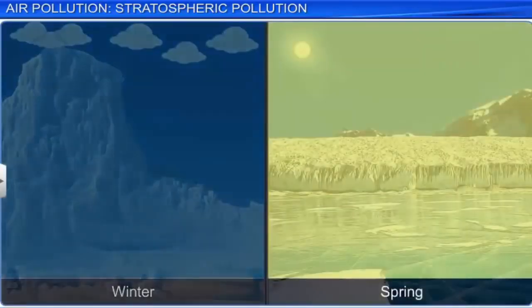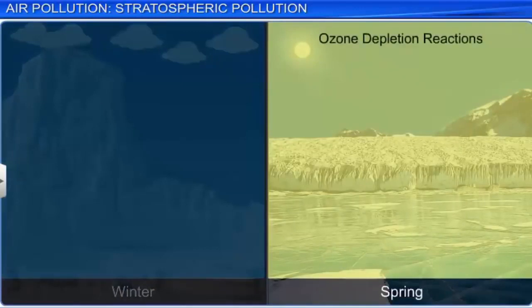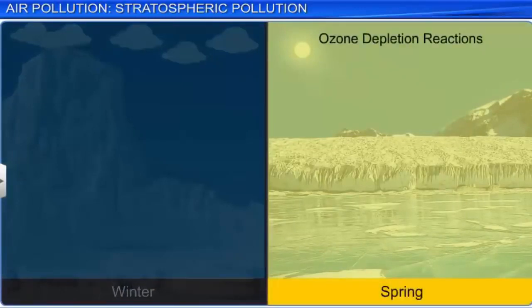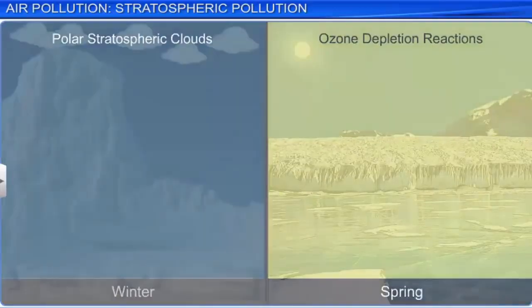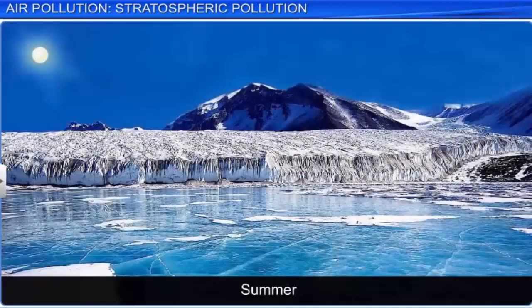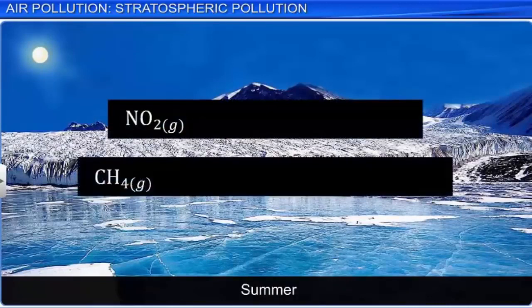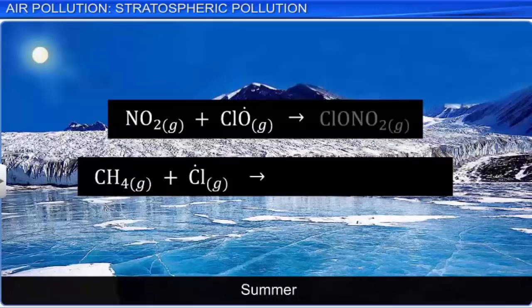In Antarctica, ozone depletion reactions occur in spring as they require the presence of sunlight. During the dark days of the winter, the region gets covered with polar stratospheric clouds. During summer, nitrogen dioxide and methane react with chlorine monoxide and chlorine free radicals and form stable reservoir compounds like chlorine nitrate, ClONO2, and hydrogen chloride, HCl, respectively.